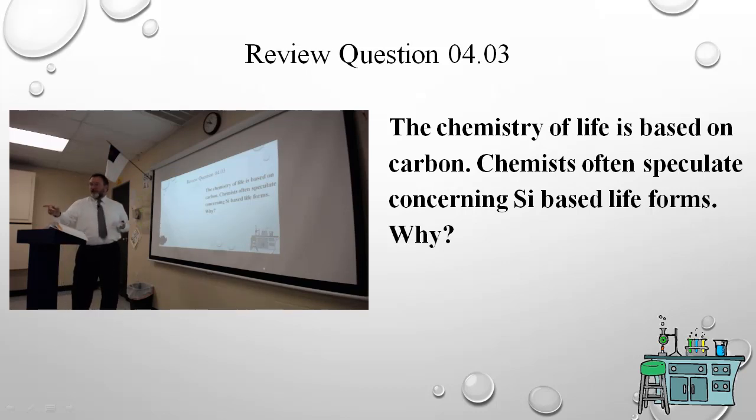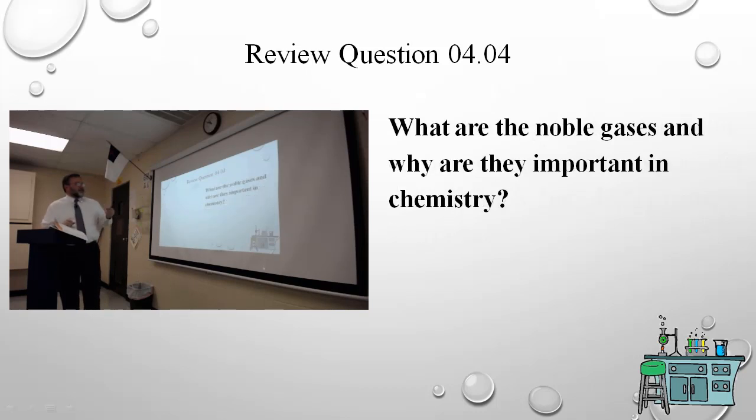Did you pass? Go ahead and pass it off, and we'll do number 4. So number 4, what are the noble gases and why are they important in chemistry? They're the atoms in column 8A of the table, and they are important because they have the ideal electron configurations in nature. Right, they have the ideal electron configurations.